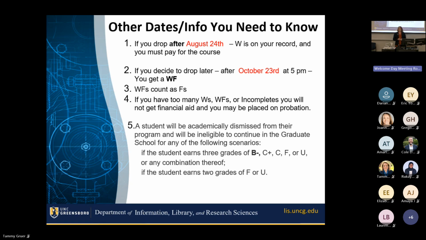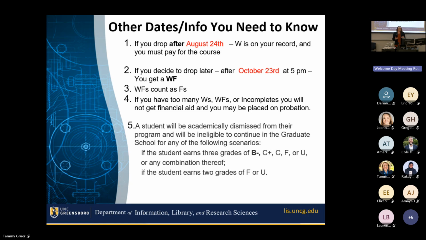You will get a W on your transcript, and depending on where you are between August 24th and October 23rd, you might get a partial tuition refund. W's are benign on your transcript, but if you get too many of them, it will impact your academic progress. So after October 23rd, if you run into some trouble and you might need to drop a course, first of all, you need to talk to your advisor. Make sure your advisor is aware of what's going on so you can make that decision together.